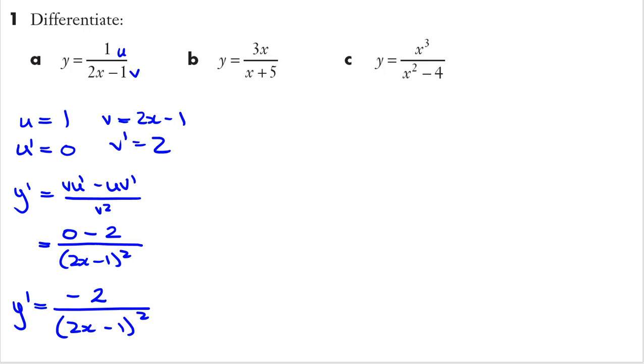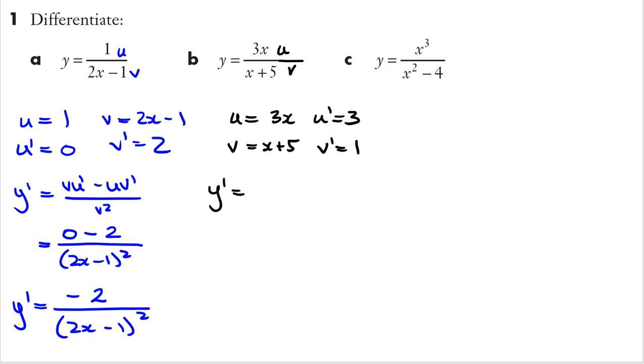Now let's look at part B. So for part B, we're going to call the 3x here our u. We're going to call the x plus 5 our v. So u is 3x, u dash is 3. v is x plus 5. v dash is equal to 1.